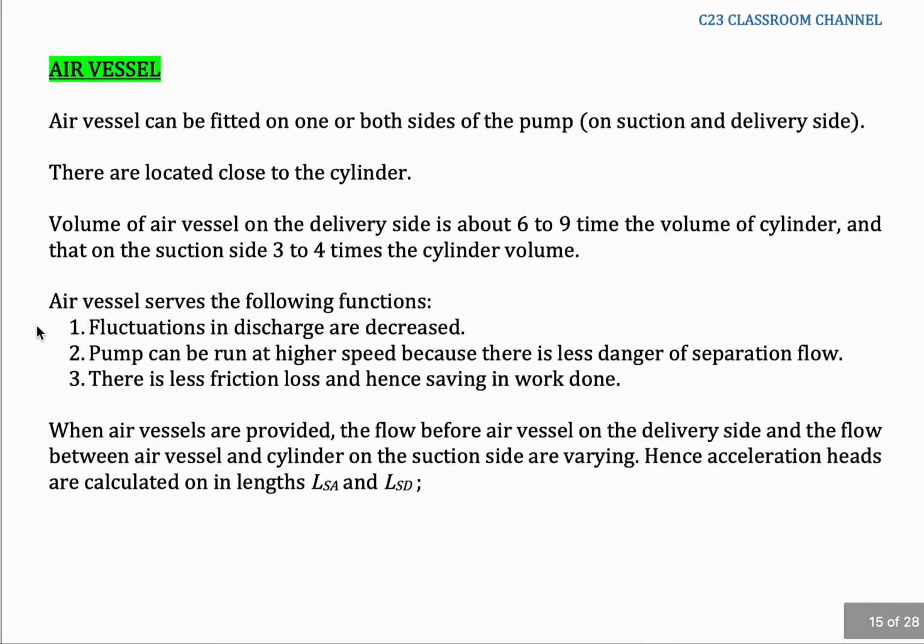Here I would like to share with you another idea in the piston pump mechanism: the air vessel. An air vessel can be fitted on one or both sides of the pump, on the suction and delivery sides. They are located close to the cylinder. The volume of the air vessel on the delivery side is about 6 to 9 times the volume of the cylinder, and on the suction side 3 to 4 times the cylinder volume.